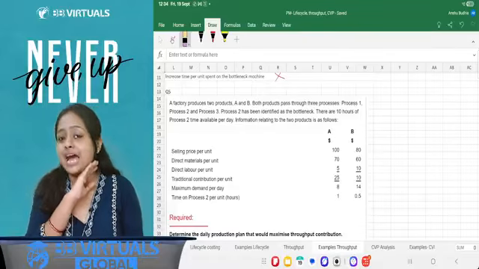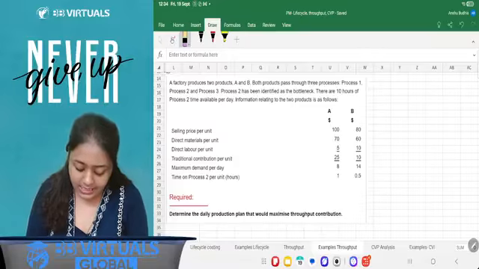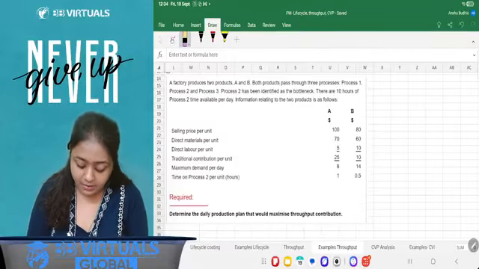A factory produces two products, A and B. Both products pass through three processes, process 1, 2 and 3. Process 2 has been identified as the bottleneck. Already given to you in the question, process 2 is the bottleneck. There are 10 hours of process 2 time available per day. Information relating to the two products is given: product A, product B, selling price, direct material cost, direct labor, traditional contribution, and maximum demand per day, as well as the time on process 2, which is the bottleneck time.